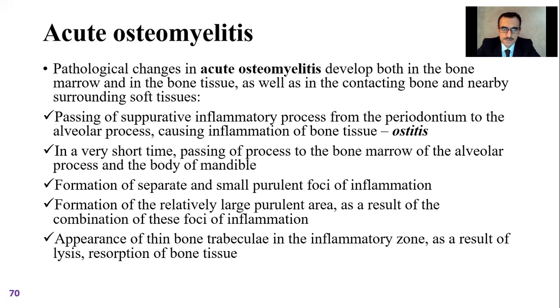Acute osteomyelitis. The pathological change in acute osteomyelitis develops both in the bone marrow and in the bone tissue, as well as in the contacting bone and nearby surrounding soft tissue.